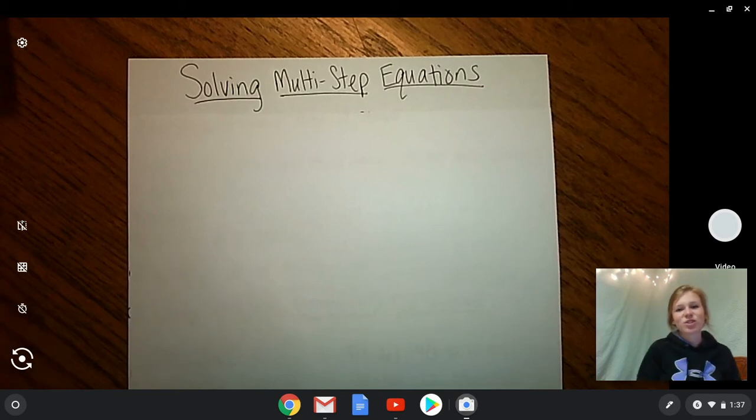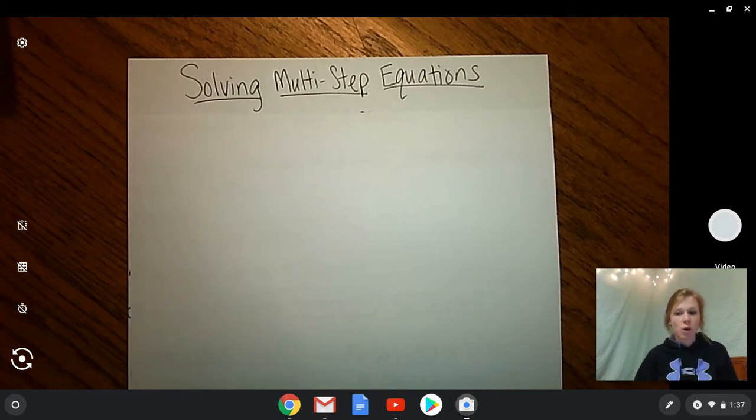Hey guys, so today we are just going to focus on taking notes on solving multi-step equations. That way we become more familiar with the terms, more familiar with the solutions that we need to be looking for, and how to feel comfortable enough to decide that we are done solving the problem.